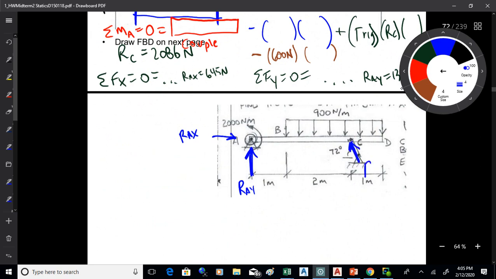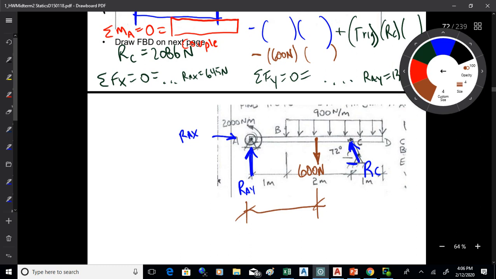That's on account of the pin joint. Here is RC, which is angled at that angle shown, 72 degrees. Now we have the 600 Newton weight, which is associated with the platform. That goes in the middle of the platform. This platform is supporting this load up above it, which is a separate force. So that's 600 Newtons.